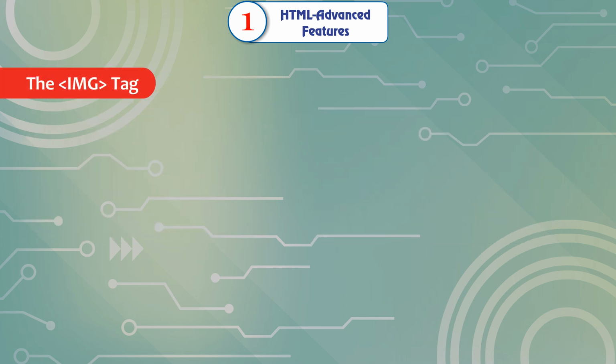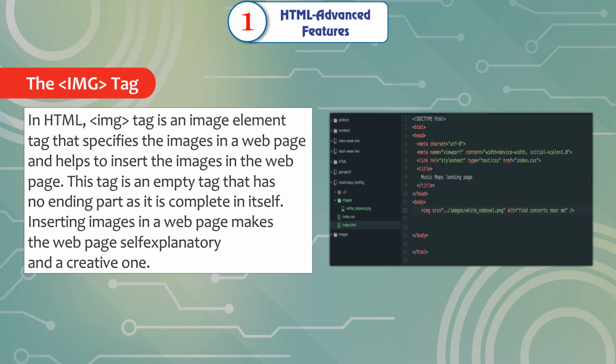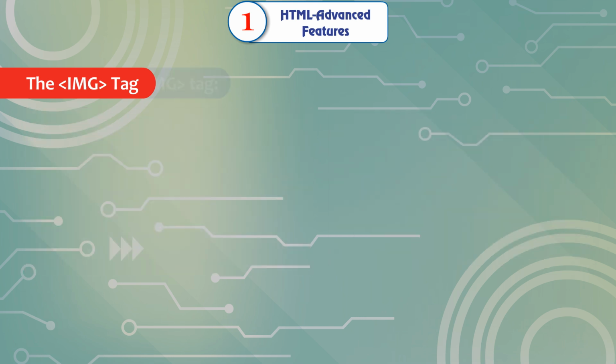The image tag. In HTML, the image tag is an image element tag that specifies the images in a web page and helps to insert the images in the web page. This tag is an empty tag that has no ending part as it is complete in itself. Inserting images in a web page makes the web page self-explanatory and a creative one.